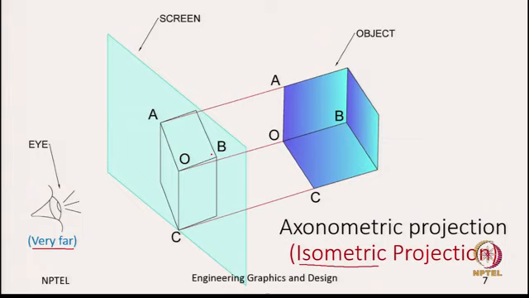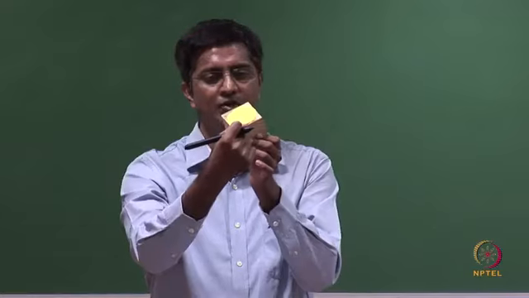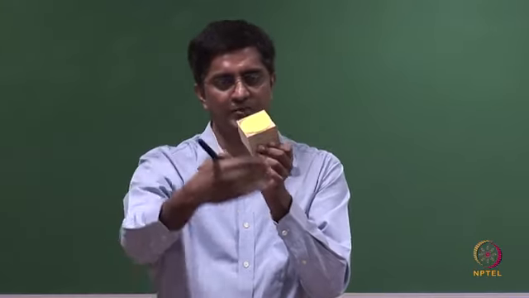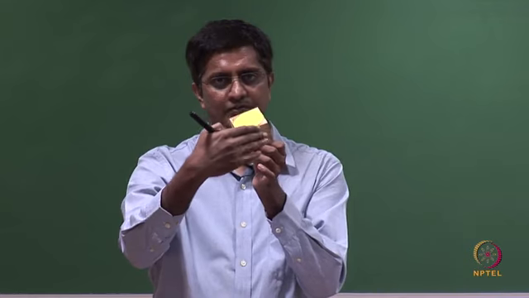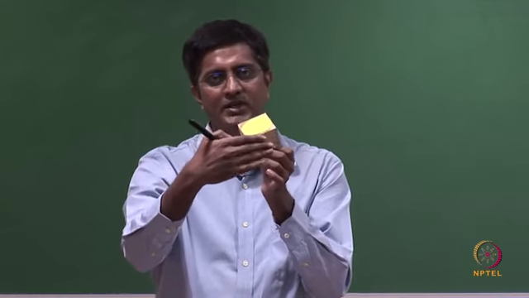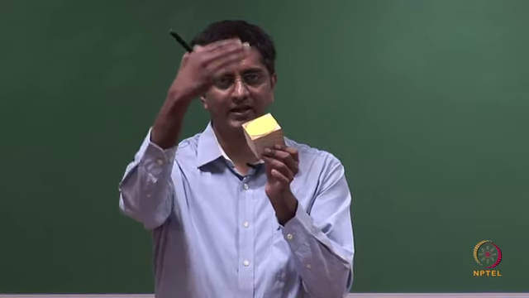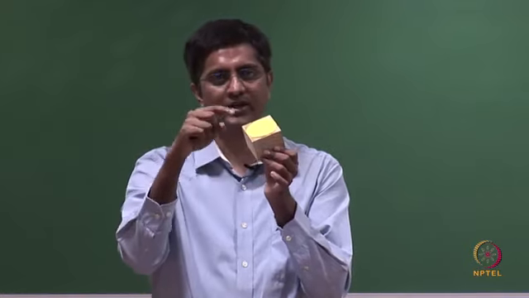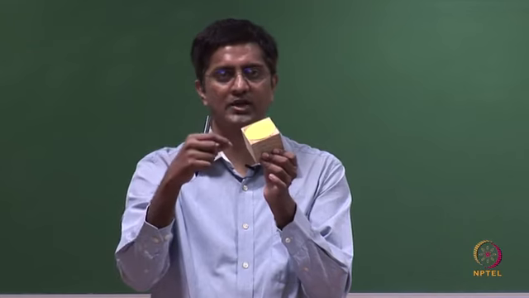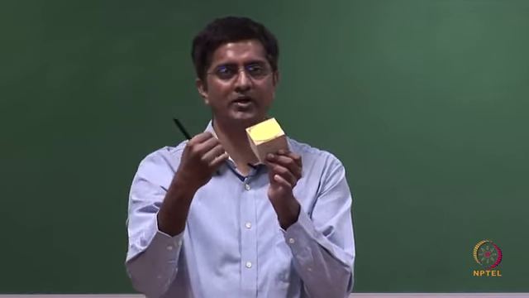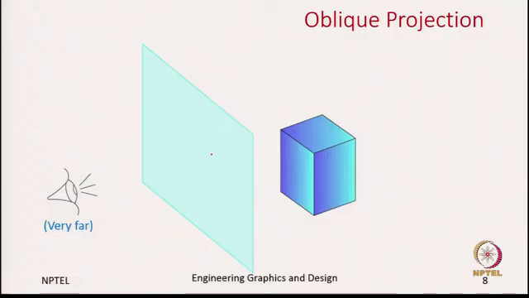So, again the object is held and you are looking right into the object, which means the projection plane is perpendicular to the projectors. So, what I am trying to say is, again these projectors are all parallel and they intersect the projection plane at 90 degrees. So, we can also call these orthogonal projections. Orthogonal because the projectors are perpendicular to the projection plane.